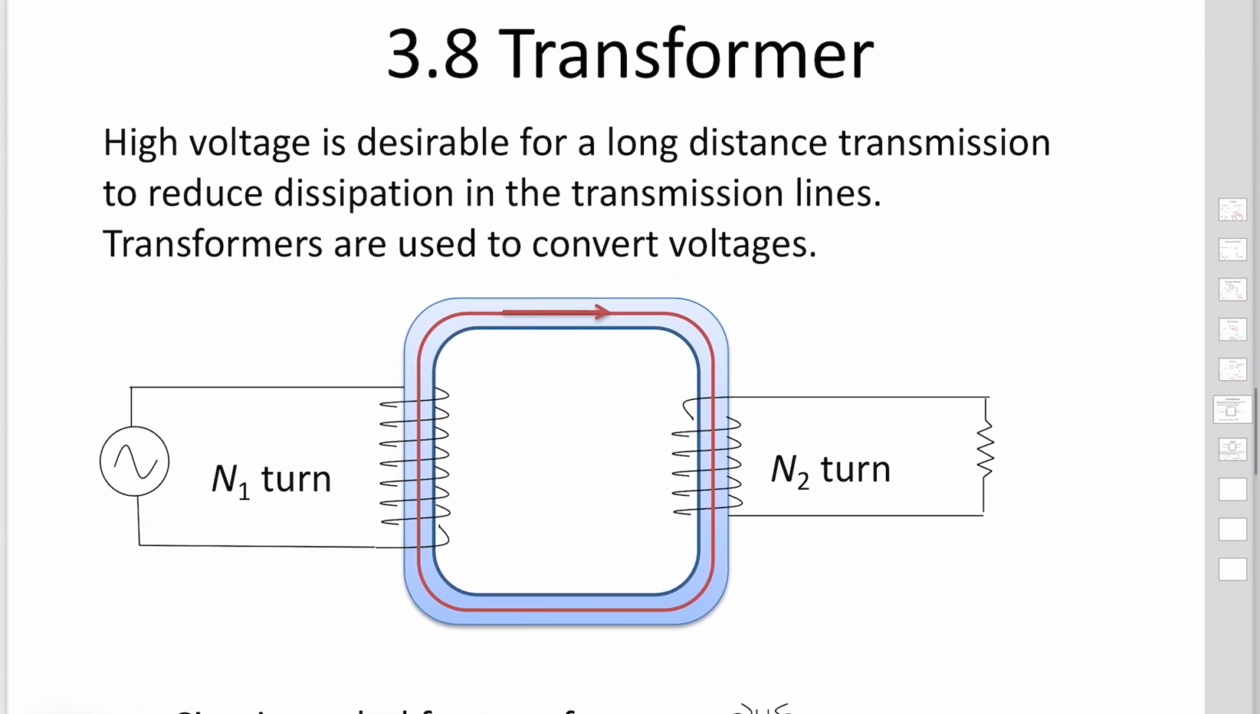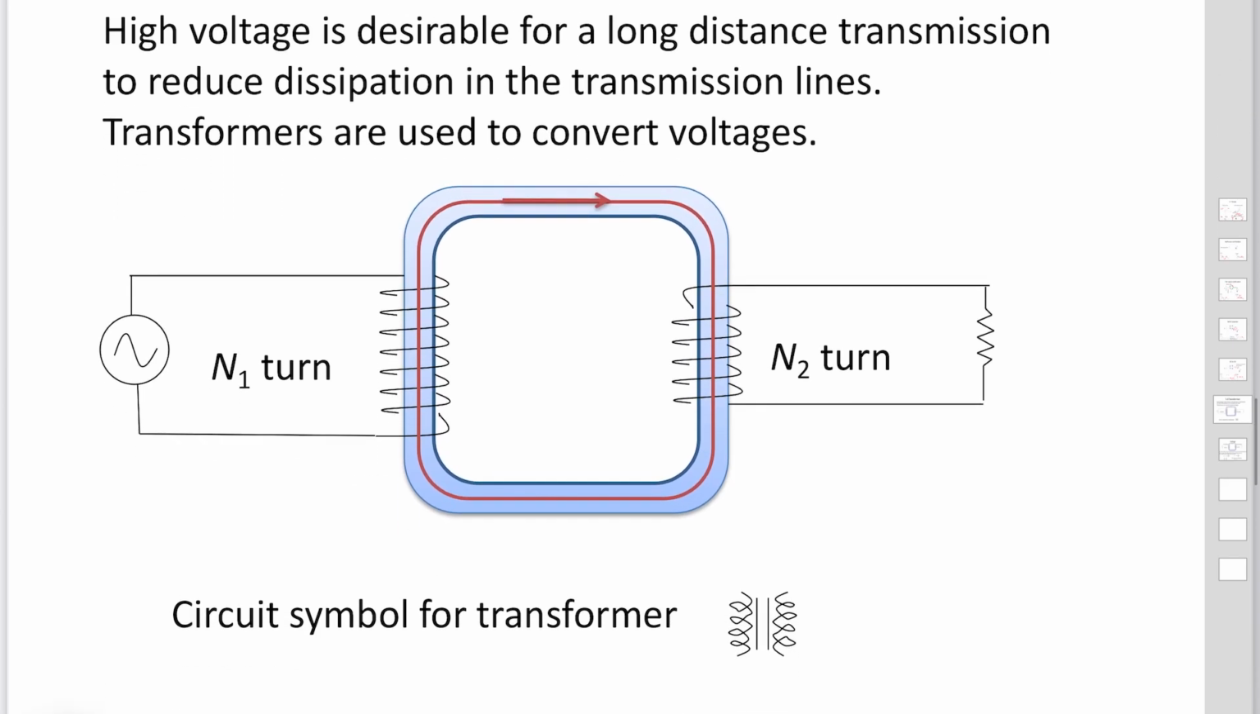Next topic is transformers. High voltage is desirable for long distance transmission to reduce dissipation in the transmission lines. Transformers are used to convert voltage. So near our house, we use a transformer to convert from high voltage to low voltage. So I'd like to explain what happens in transformers.